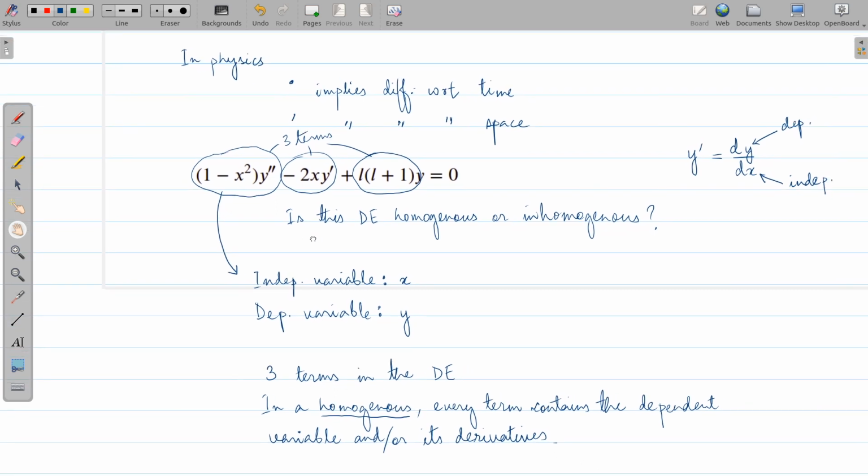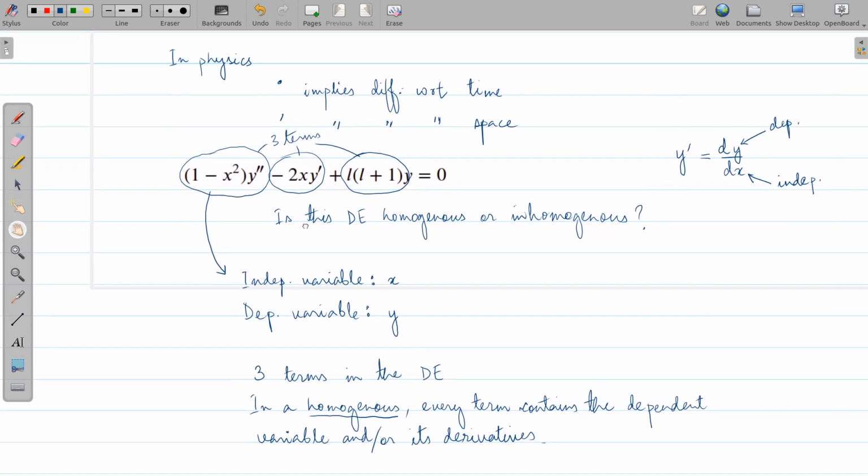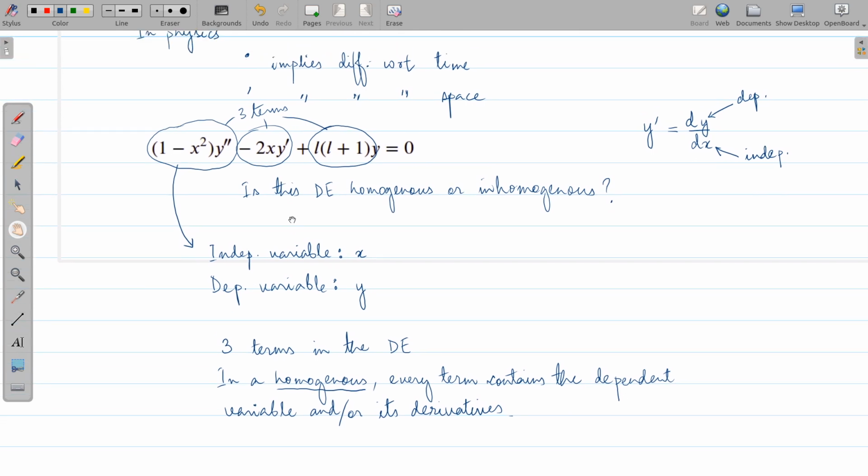Sir, inhomogeneous. How is that so? Which is the dependent variable? The dependent variable is y, no? Yes or no? The dependent variable is y. Look at the first term. Does it contain y or its derivatives? Yes, sir. Okay, I should make it clear. It contains the dependent variable and or its derivatives, not only.